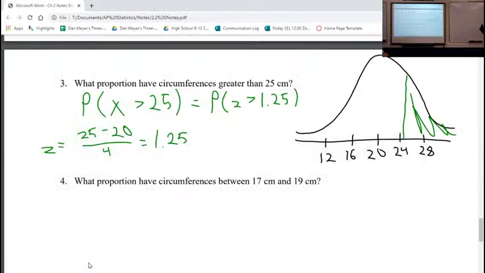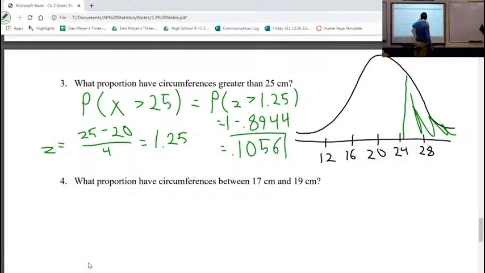I just tabbed to the same tab. 1 minus. All right, here comes the mental math again. There we go. 0.1056. Questions on that so far? Okay. Next one.